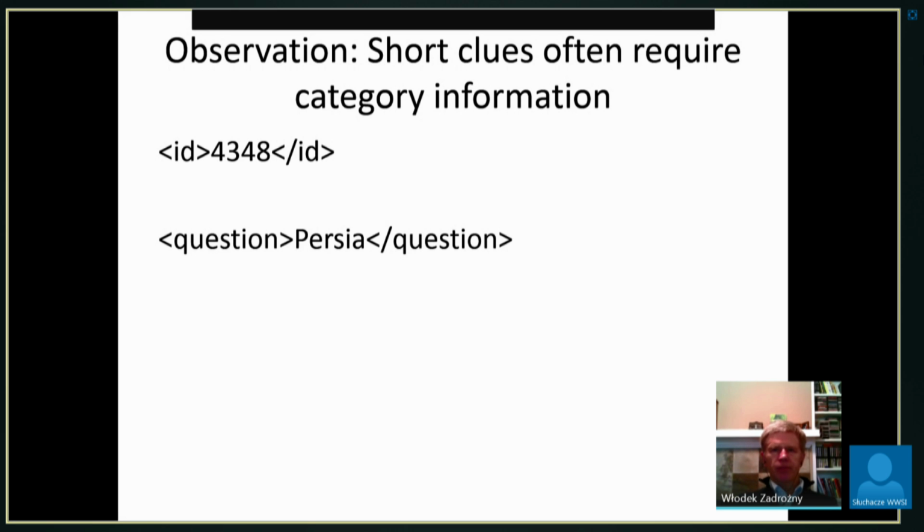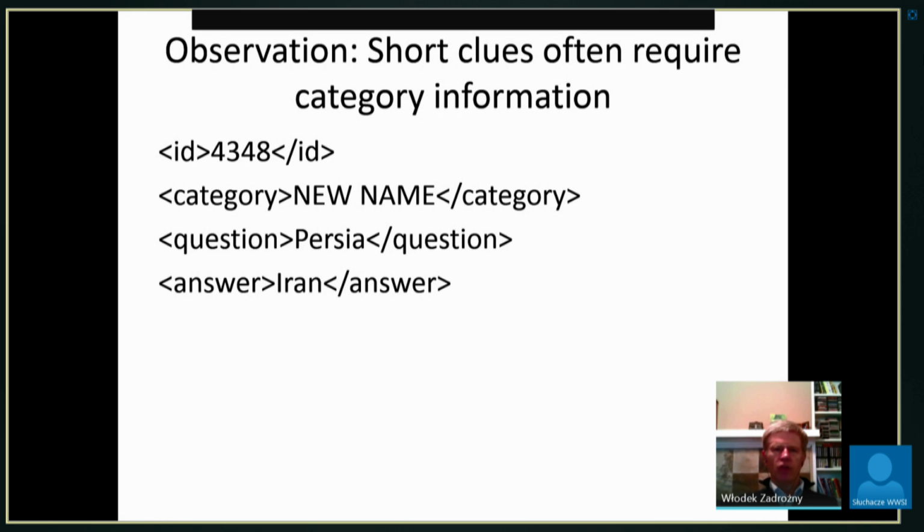On the other hand, short clues often require category information. So here we have the question, which is simply Persia, and, well, it can be anything, yes? We do not know what this question is about until we find out the category information. So the category information is new name, and obviously we can then answer this question as the new name for Persia being Iran.